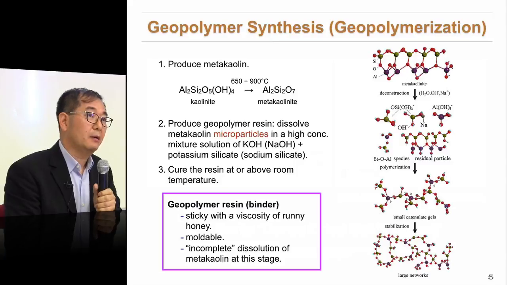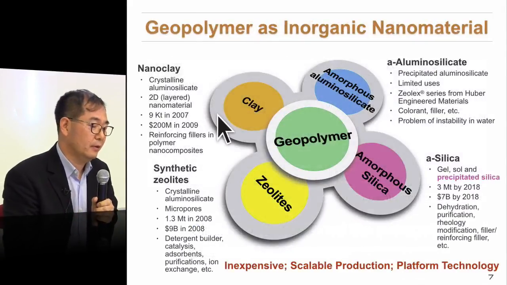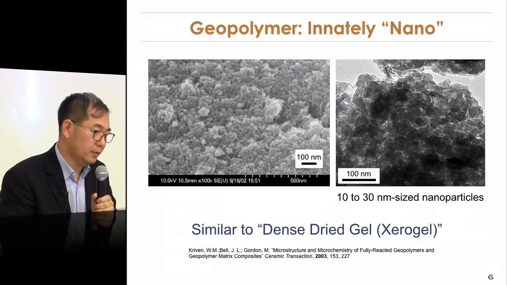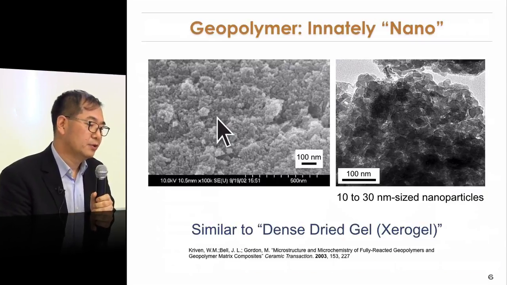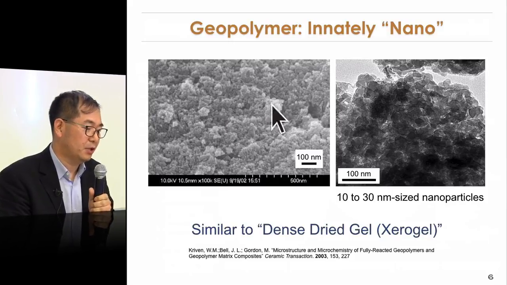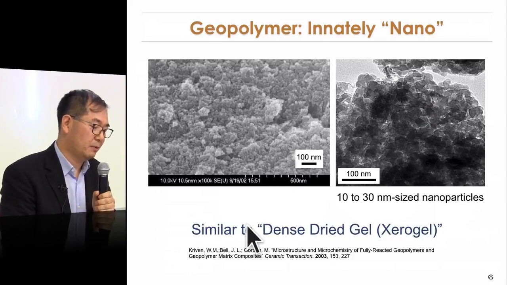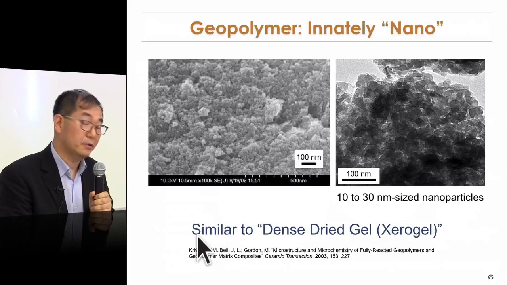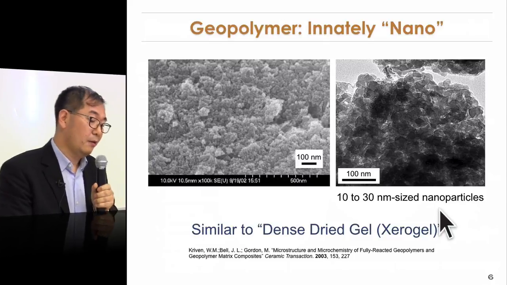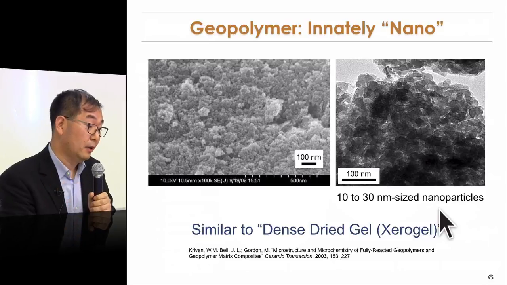Well, we start with micron-sized particles, but what we end up getting is a nanostructure already. So geopolymer is innately nano. It has the nanostructure already. So this is the SEM image, and this is the TEM image reported by Professor Trudy Crippen. As far as I know, she's the first one who discovered this nanostructured feature of geopolymerization.